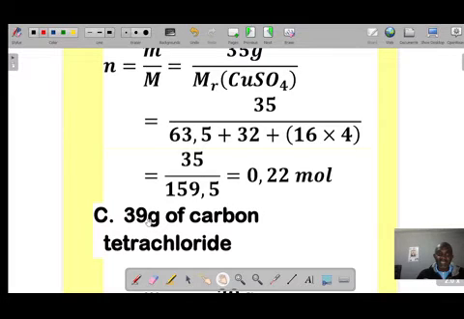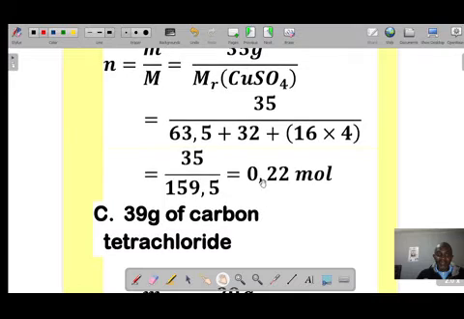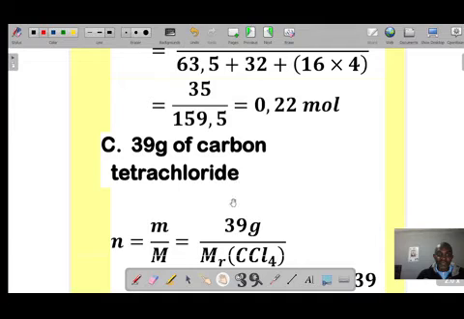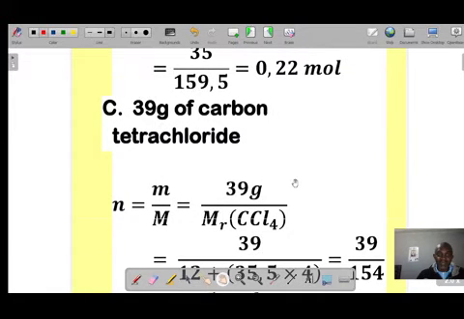Then the last example says, find the number of moles contained in 39 grams of carbon tetrachloride. The mass given to me is 39 grams, and because they're talking about carbon tetrachloride, I have to find out the molar mass. Carbon tetrachloride looks like this: we have carbon here in the middle, and the tetra means there are 4 chlorine atoms surrounding this carbon atom.